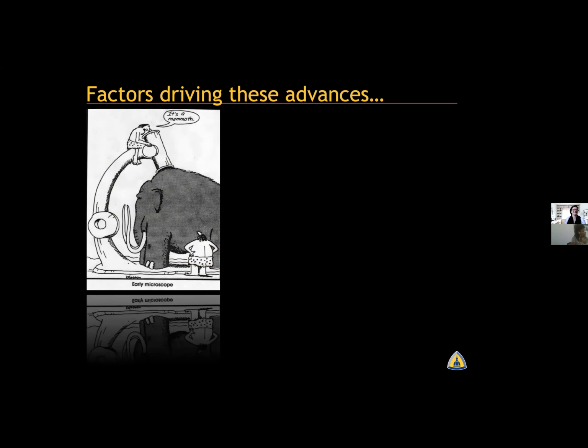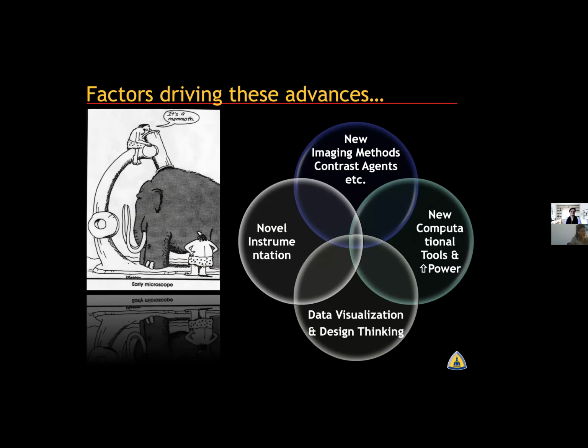So what actually drives the advances in this area of image-based systems biology or image-based engineering? There are 4 key areas. One is the development and availability of new contrast agents and imaging methods. The second is the availability of cheaper and more powerful computational tools. The third is the rise of data visualization toolkits, as well as design thinking approaches. And finally, of course, the availability of components to create novel instrumentation systems.